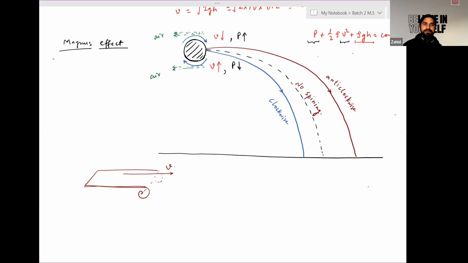Krishna, any idea? No, sir. So I think it will move downwards. Just take a piece of paper and unfold it from the downward direction and blow air from its top surface like this.